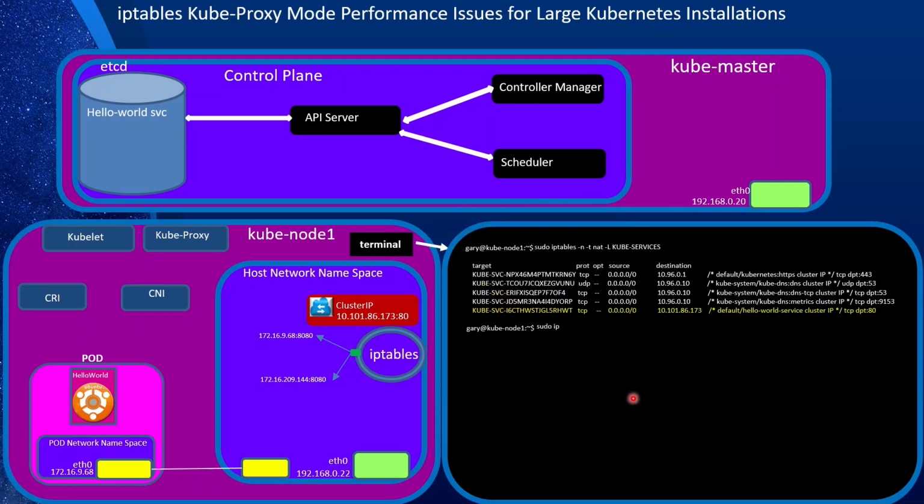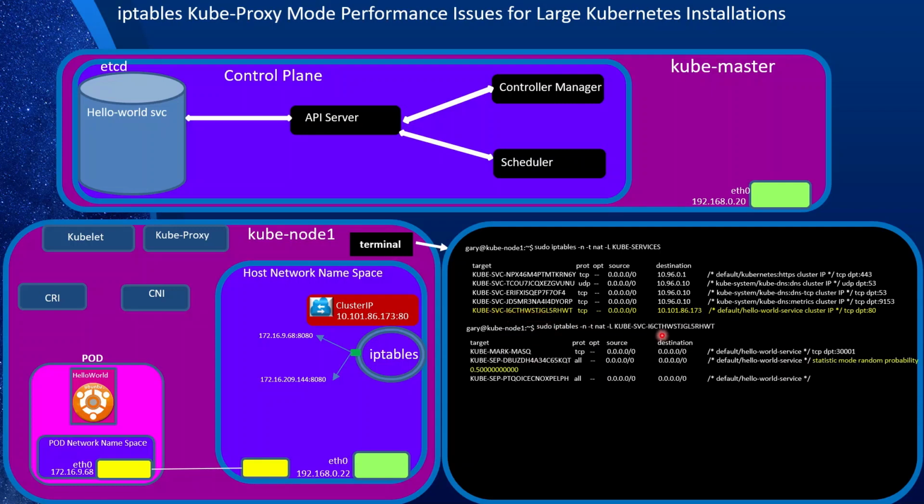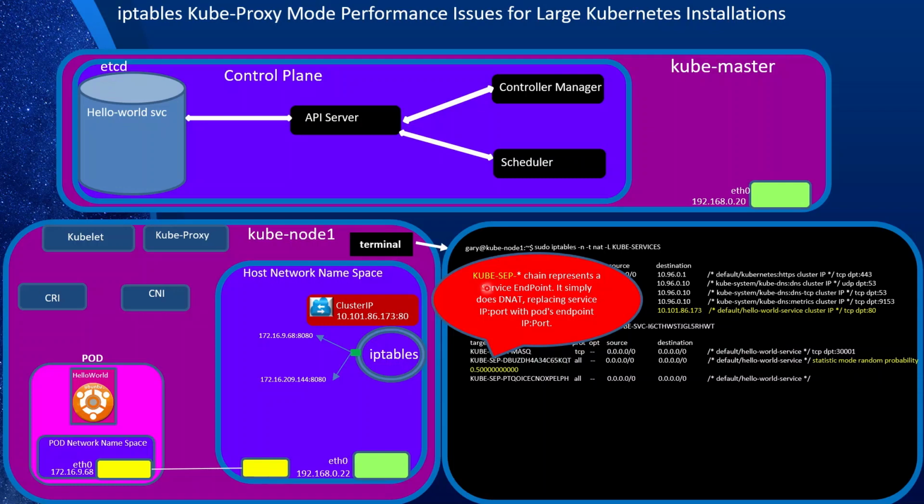So if we run another command and use this as the argument, then we'll see that now the services that deposit are actually behind this service. The KUBE-SVC chain represents a service endpoint. It simply does DNAT, replacing the service IP and port with the pod's endpoint and port.